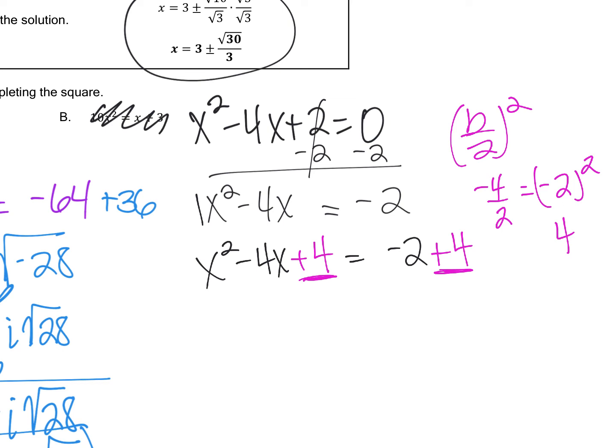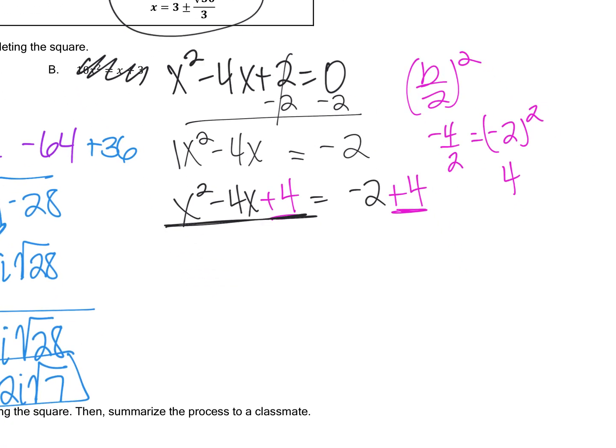So remember, this should be a perfect square trinomial. So I should be able to factor it to the same two numbers, which is negative 2. And actually, it should always be half of that number there. So half of negative 4 is negative 2. Negative 2 and negative 2 multiply to 4, add to negative 4. Make sure you combine these two, which is just 2.